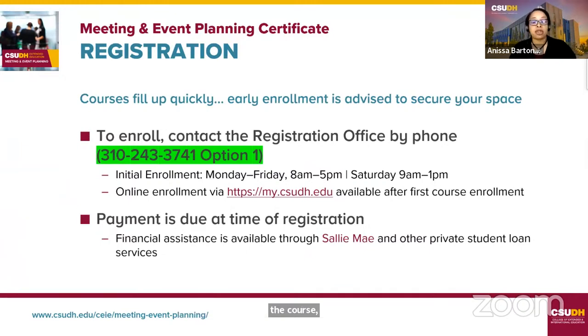So enrollment and registration is available from our Extended Education Registration Office Monday through Friday, 8 a.m. to 5 p.m., and Saturday from 9 a.m. to 1 p.m. If you've taken a course with us here at CSUDH within the last 2 years, you may be able to register online using your mycsudh.edu account. Now, we highly recommend that you register early to make sure that there's space in the course and to allow enough time for course information and online access to be created and distributed to you. Payment is due at the time of registration. And if you do need any additional financial assistance, please Google private student loan providers or connect with sallymae.com for student loan details.